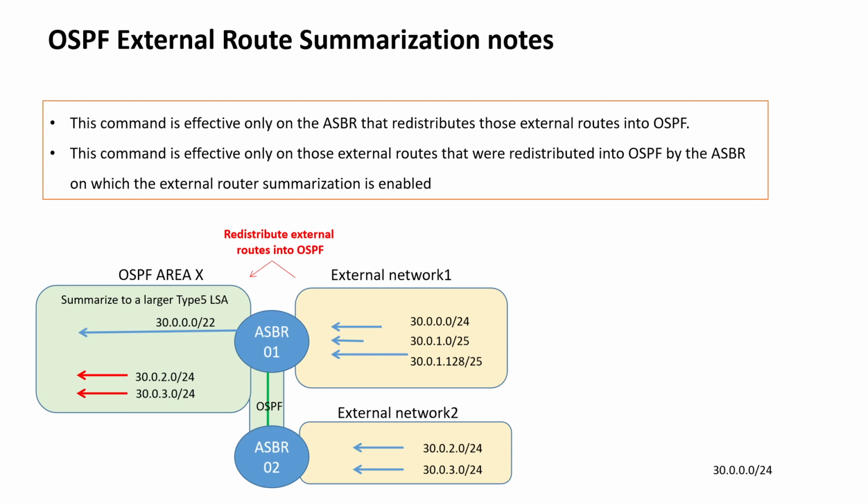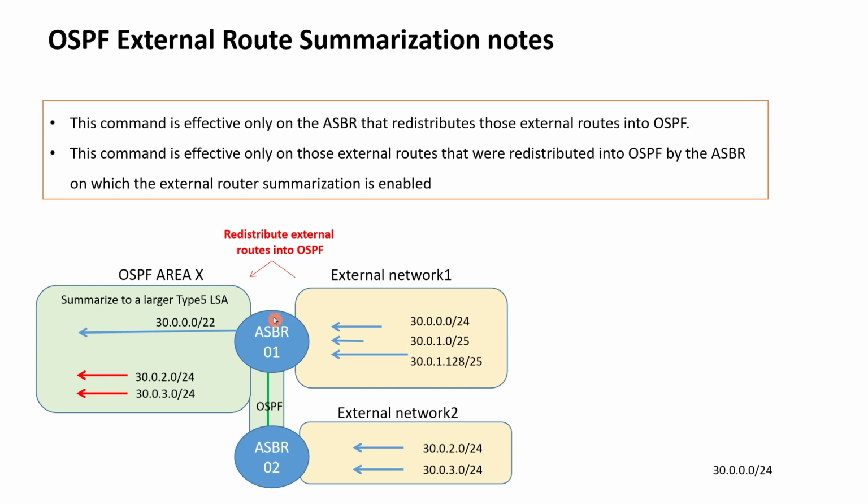When we do the OSPF external route summarization, we should know this command is effective only on the ASBR that redistributes these external routes into OSPF. The command is effective only on those external routes that were redistributed into OSPF by the ASBR on which the external route summarization is enabled. What this means, take a look at this diagram below. Here are two ASBRs, ASBR 01 and ASBR 02. ASBR 01 redistributes three external routes into OSPF. ASBR 02 redistributes two small external routes into OSPF.